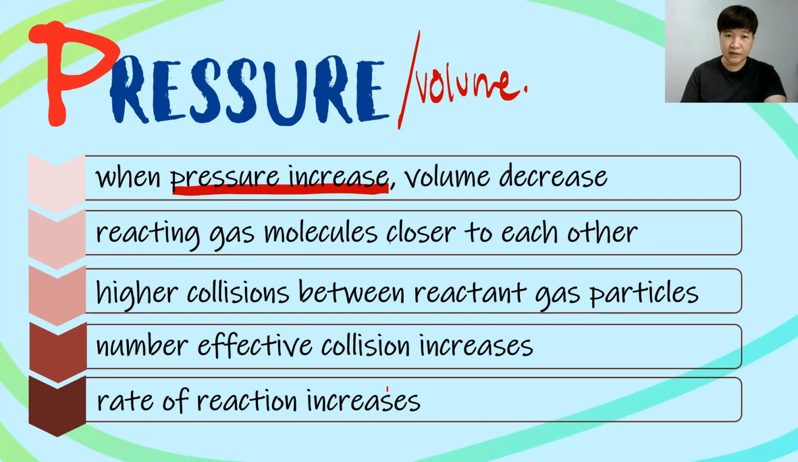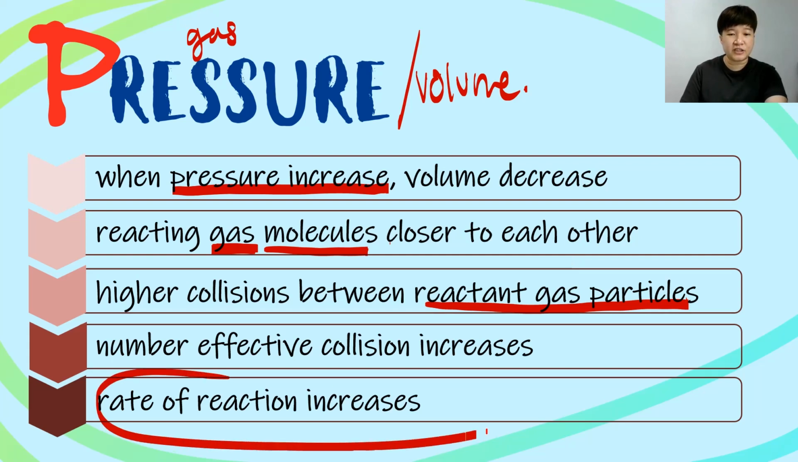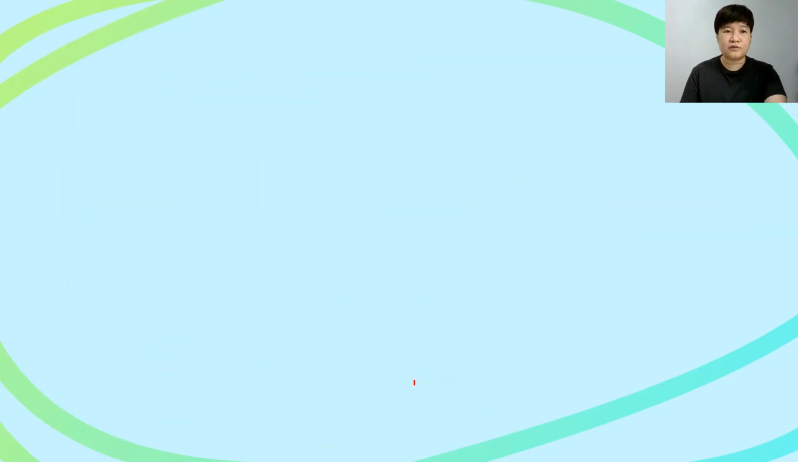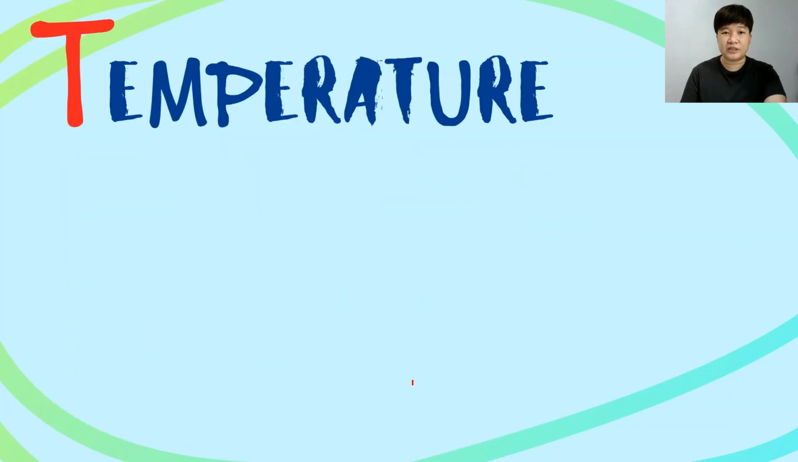Simple. Just a kind reminder over here, because your pressure and volume only involve gas. So if you look at my explanation, it is more detailed. I mentioned gas molecules, reactant, gas particles because pressure and volume only apply to gas. And if I want to increase the rate of reaction, your pressure must increase and your volume will automatically decrease. Simple. Let's look at the next factor, temperature.